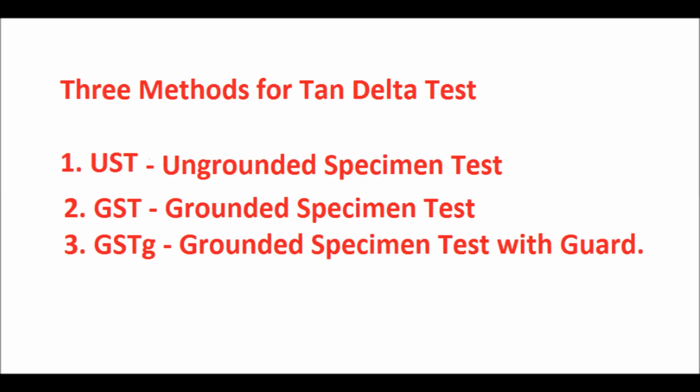So the three methods for the tan delta test are UST, GST, and GST guard mode. UST means ungrounded specimen test, that is the ungrounded measurement system, and GST means grounded specimen test. It is also called the grounded measurement system. GST guard means grounded specimen test with guard, that is a grounded measurement system where some current is not measured, or guarded. These are the three methods of the tan delta test. We'll discuss these three methods with the example of a two winding transformer.